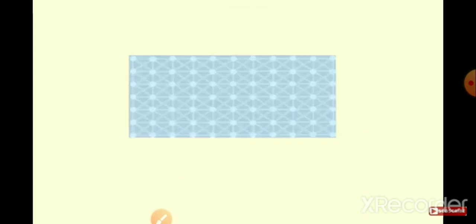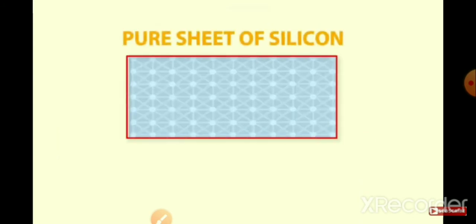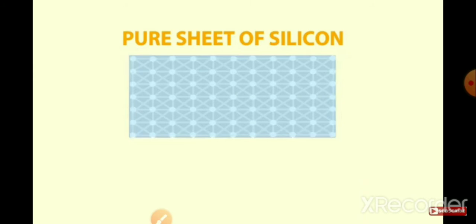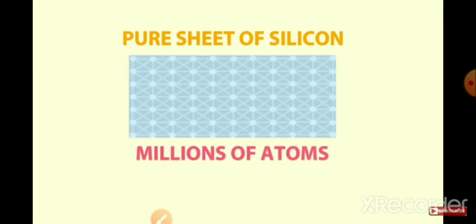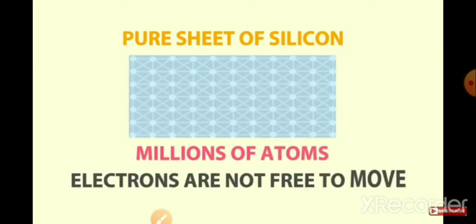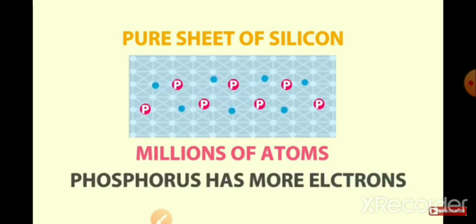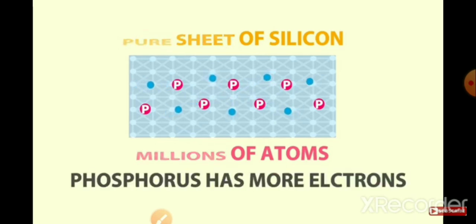These are valency electrons, and these are not free electrons. Now let us consider we have a pure sheet of silicon that is made up of millions of atoms of silicon, but all the valency electrons of silicon are not free here. Now some phosphorus atoms or crystals we will inject here. We will see these phosphorus atoms have valency 5.